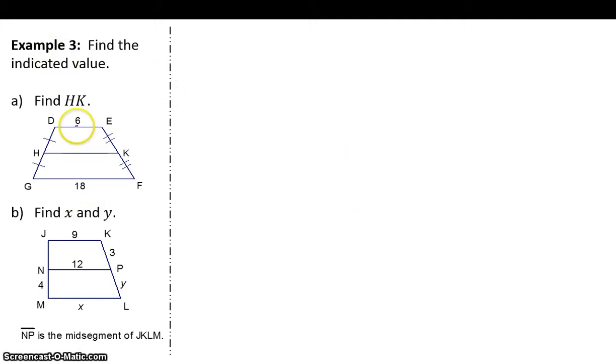Okay, so example 3, we've got 2 parts here. Notice by the markings, if they don't tell you that HK is the mid-segment, but they show you these markings that H is the midpoint of this side and K is the midpoint of this side, so that's what the slashes are on each side, then you know this is the mid-segment. And so they want us to find that mid-segment HK. Well, remember how we find the mid-segment: you're going to average the bases. So I'm going to do 6 plus 18, this is part A, and cut it in half. So what is that, 24 divided by 2, which is 12.